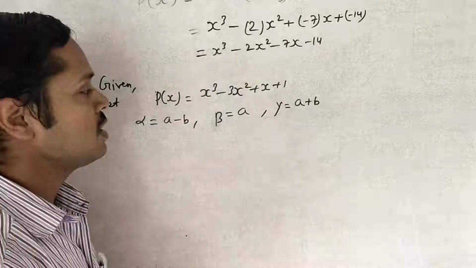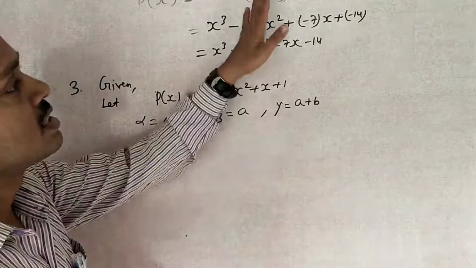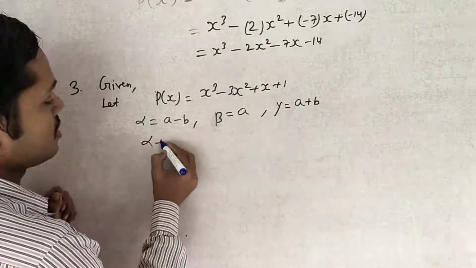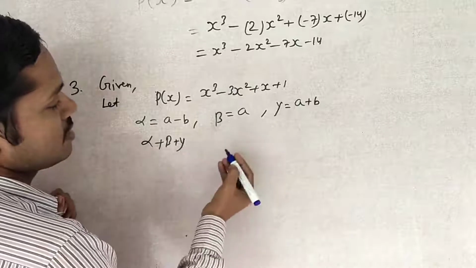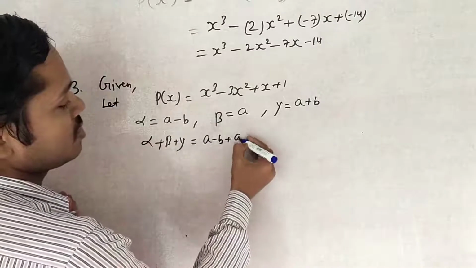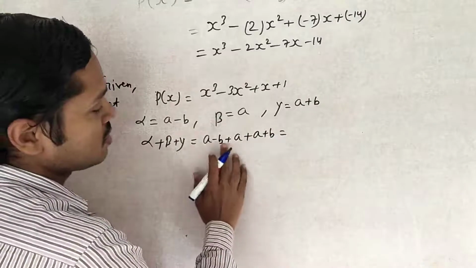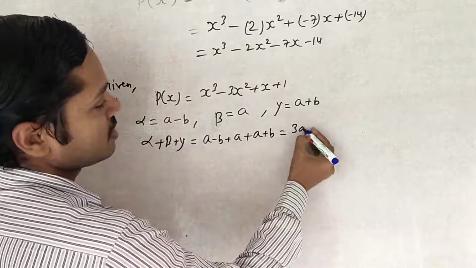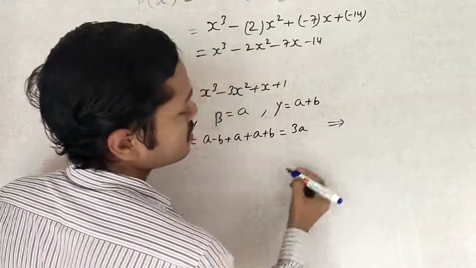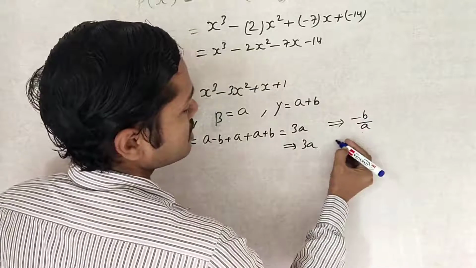So look at there. We will first of all find this one. Clear? We don't have to find all three of these. We will have to only find alpha plus beta plus gamma. Clear? How much? Alpha plus beta plus gamma: a minus b, plus beta which is a, plus gamma which is a plus b. How much? Then this is 3a. But just think about that. Alpha plus beta is equal to how much? Equal to minus b by a. And look at that, 3a is equal to what? Clear?